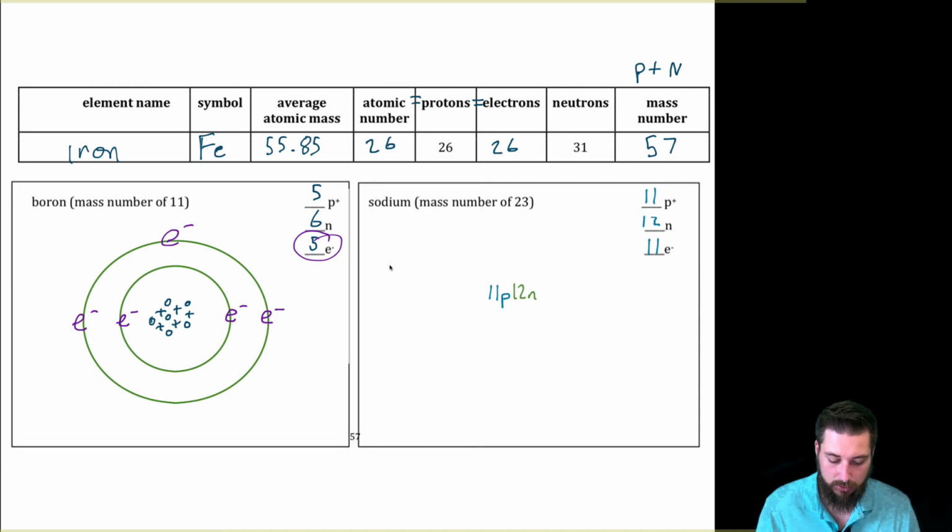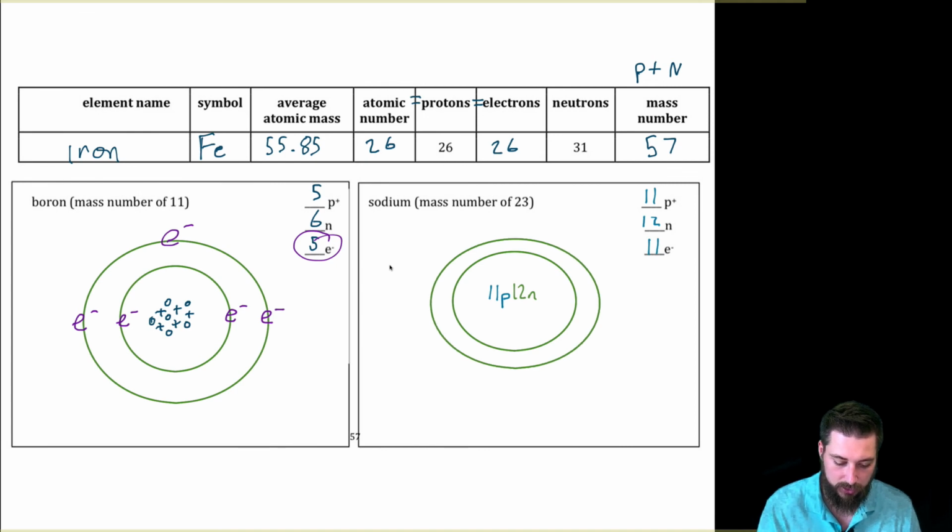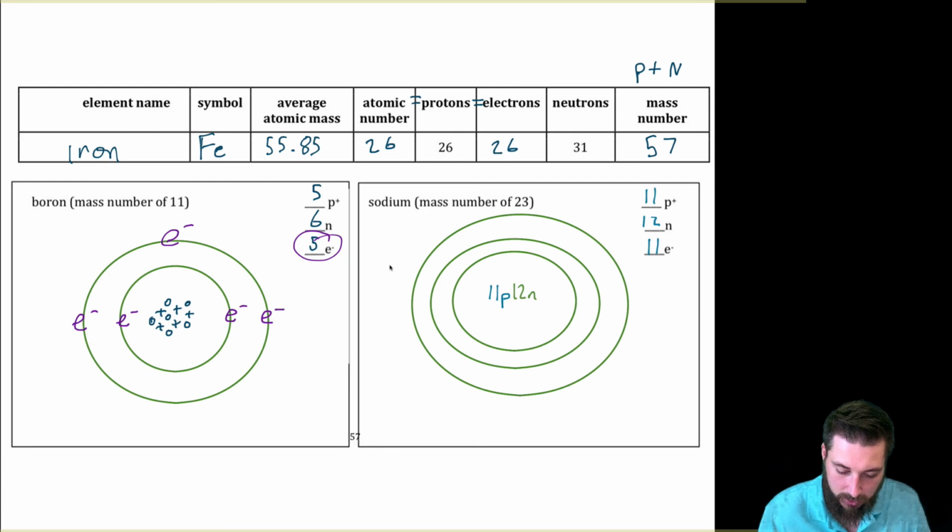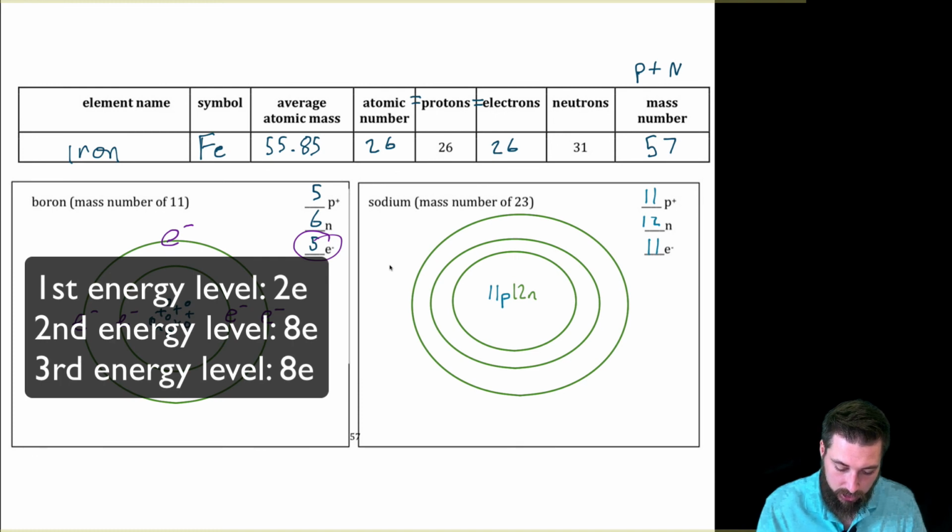And so what we're going to do is add our electron cloud, or energy levels here. And again, it was Niels Bohr who came up with the Bohr model. Okay, it's not perfect, but oh well. So now we're going to add electrons. How many electrons go in the first energy level? 2 electrons will go in the first energy level.